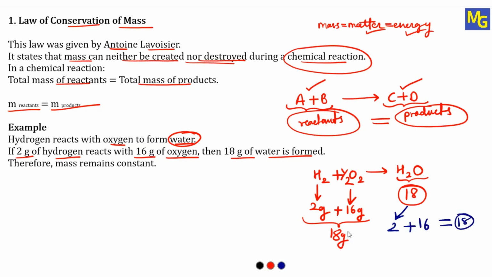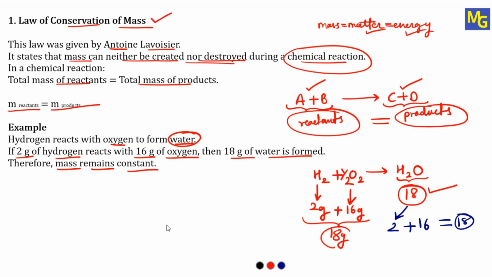So now if you see here, earlier the starting reactant was 18 gram, and now the product which we have is also 18 gram. So the mass of the reactant is equal to the mass of the product. Therefore, mass remains constant. So this was one of the examples which we have used to explain the law of conservation of mass.